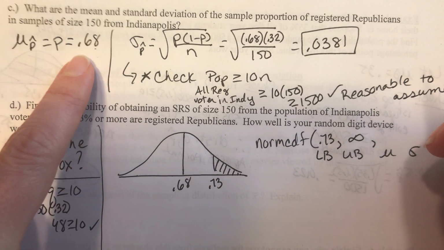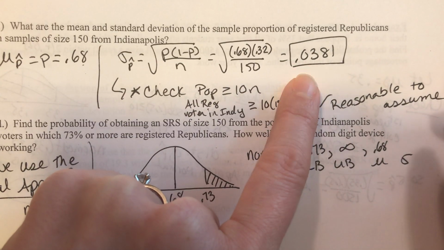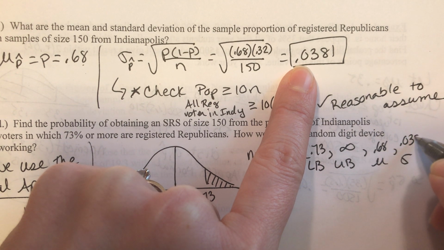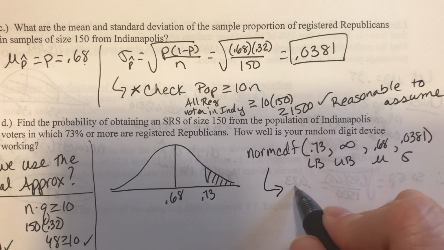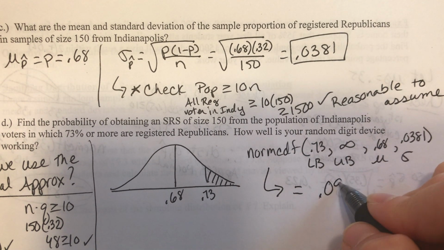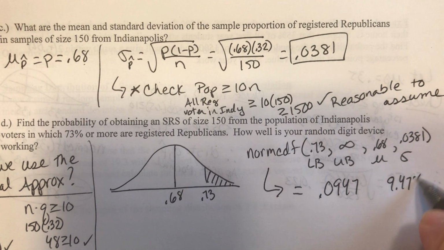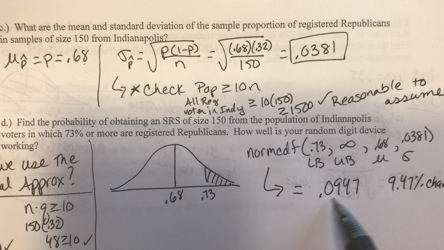The mean is 0.68, and the standard deviation is what we found here, 0.0381. And when you put that into your calculator, that should equal 0.0947, or a 9.47% chance. Usually we leave our probability as a decimal, but that's really what it's representing.